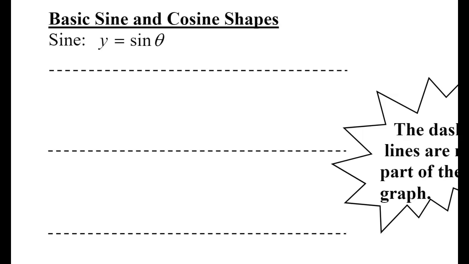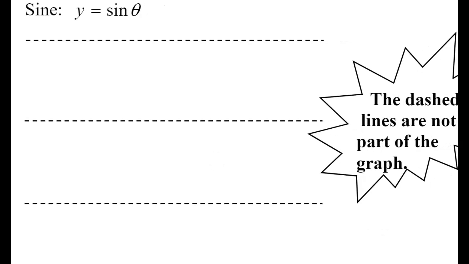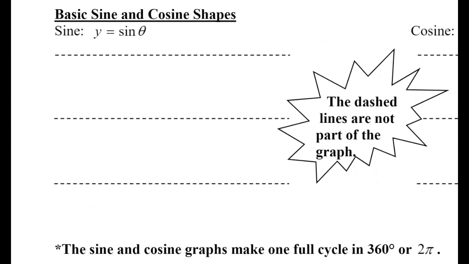Now, the first thing we're going to do is look at these dotted lines. Like it says, these dotted lines are not part of the graph. They're just imaginary lines that help us graph this function. Now what you're going to do is draw a line representing the y-axis somewhere over to the left here. And this center line we're going to treat as our x-axis. So this is our x, this is our y.